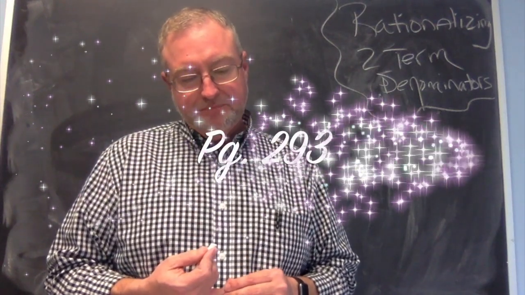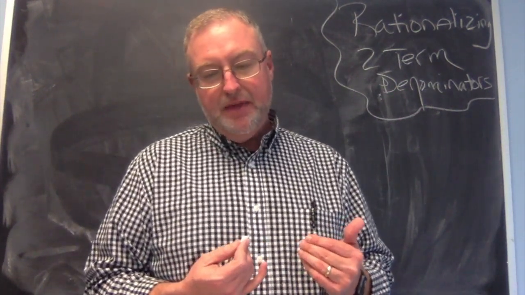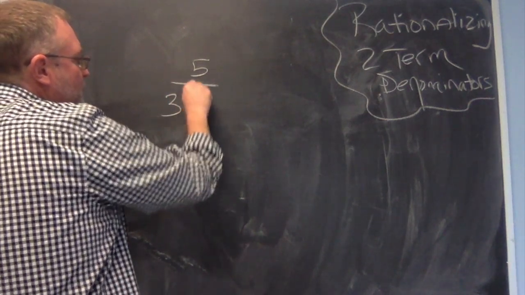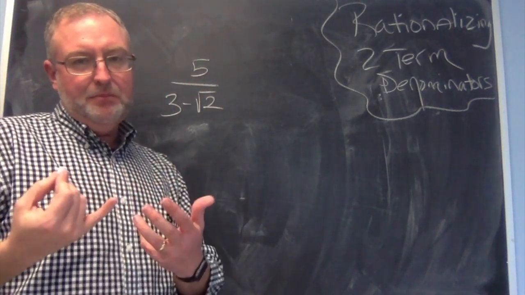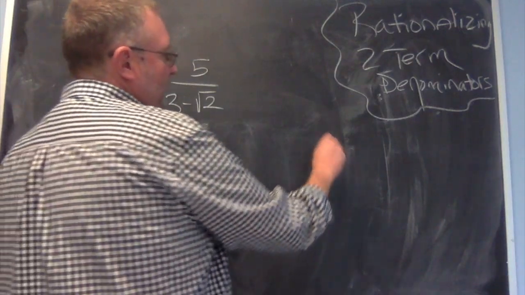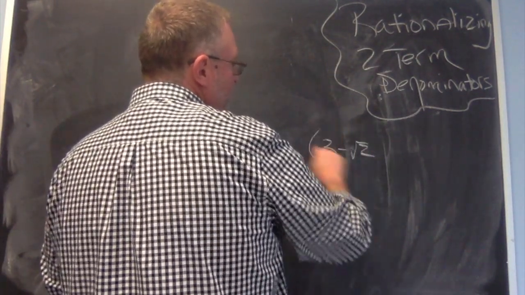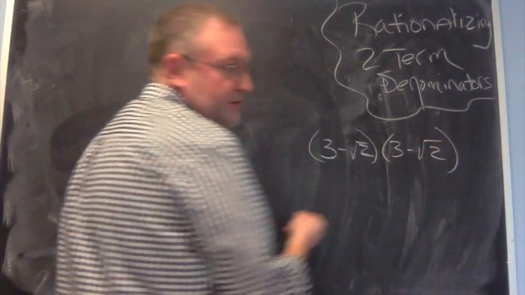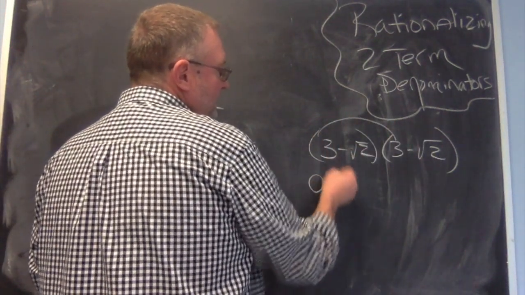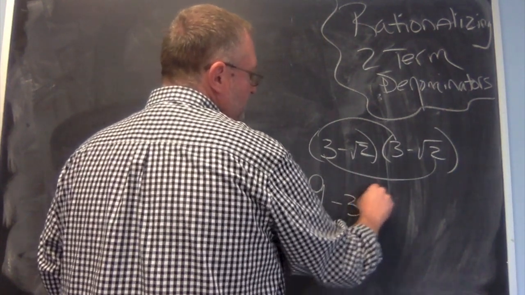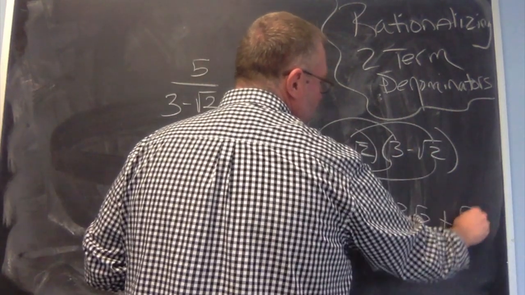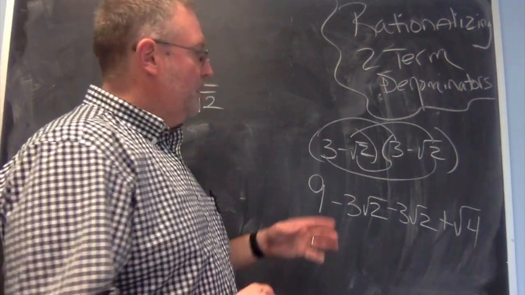So look at page 293, and let's look at the example at the top. It says 5 over 3 minus the square root of 2. Before I get into that, do you remember how we FOILed some of these the other day? Let me do this one right here: 3 minus the square root of 2 times 3 minus the square root of 2. When we FOIL that, the first terms give me 9, the outer gives me a negative 3 square root of 2, the inner gives me a negative 3 square root of 2, and the last gives me a positive square root of 4. Everybody following that? First, outer, inner, last.